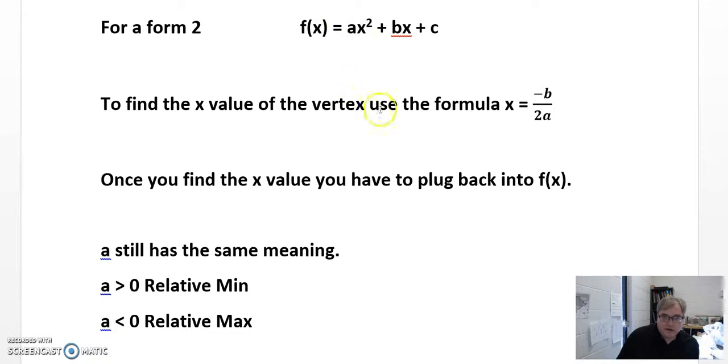A still has the same meaning. The a right here would be the same. If it's negative, it's indicating it's opening down, relative max. Opening up for a positive would be a relative min.